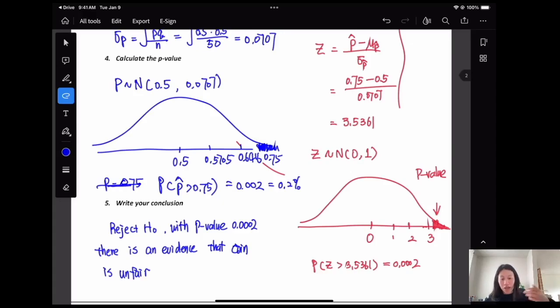That's how you use a hypothesis test. Well, that's it for the introduction. Next time we will discover more about hypothesis tests.